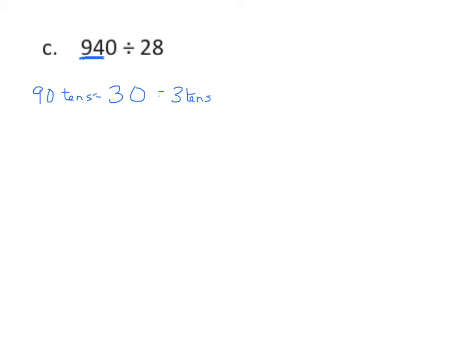Let's set up the problem. Since my estimate is 3 tens, I'm going to record 3 in the tens place in my quotient. Now we're going to actually multiply 28 times 3. And I get 84. We'll now subtract. I get a difference of 10. Alright, well that's good because 10 is less than 28.